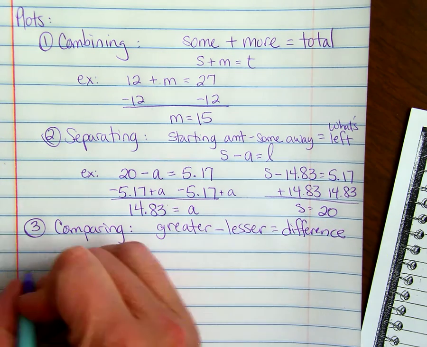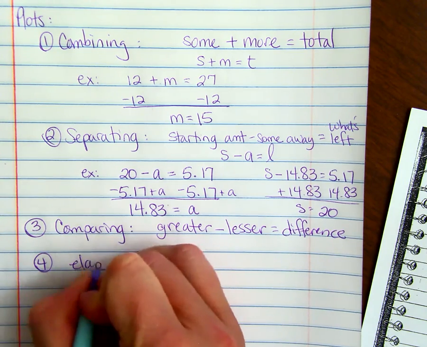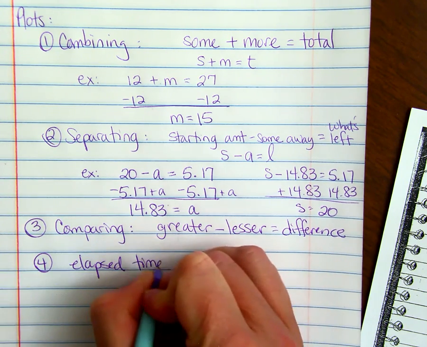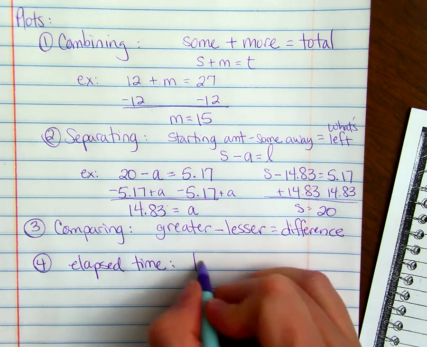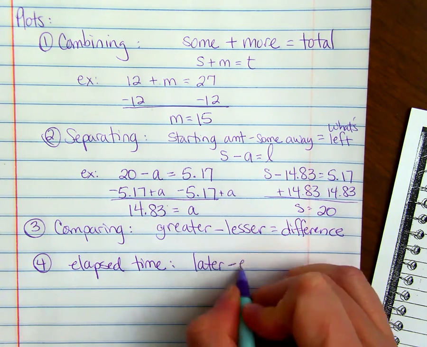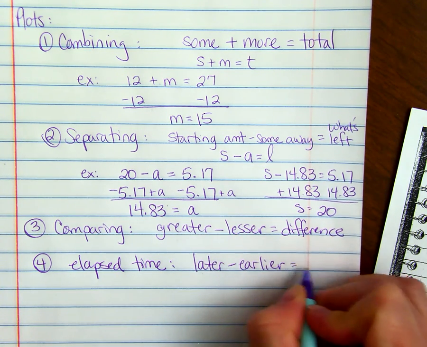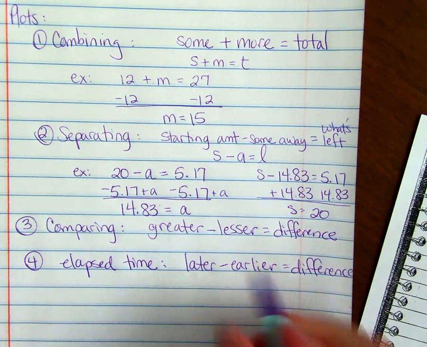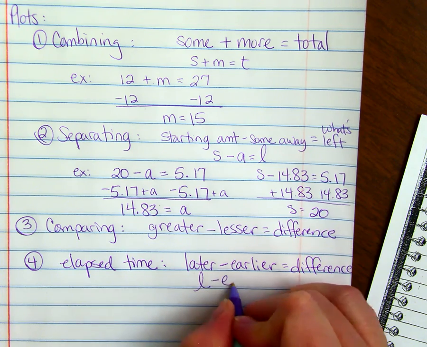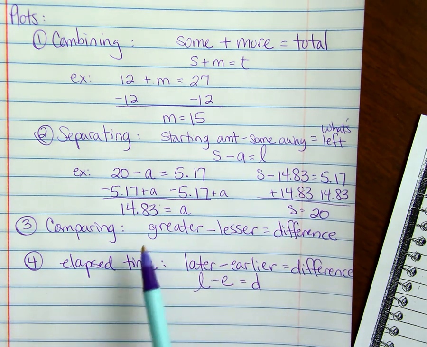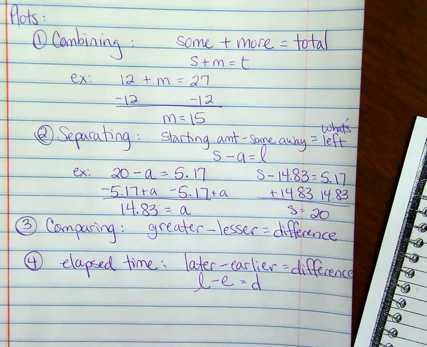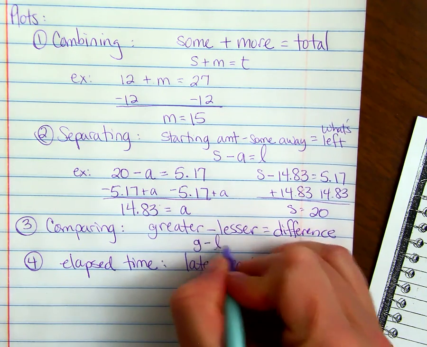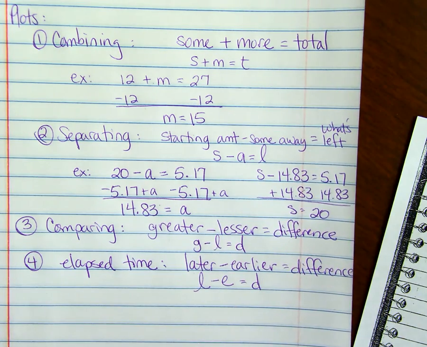And the last one is called elapsed time. That's when you take the later time minus the earlier time and you get the difference. This one we do L minus E equals D, which reminds me I didn't do our letters for comparing. It was G minus L equals D. Sorry about that. Greater minus lesser equals difference. And for elapsed time, later minus earlier equals the difference.